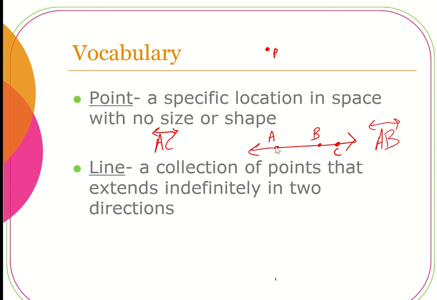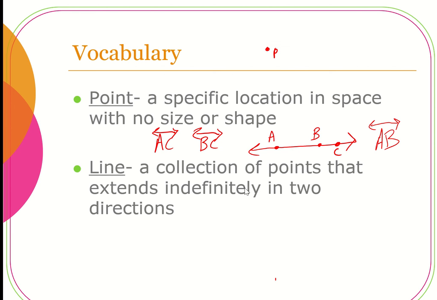Notice that is exactly the same line as AB. So these are two different names for the same line. Can you think of a third name for this line? There is one. It is line BC. So AB, AC, and BC, these are all names for this line.